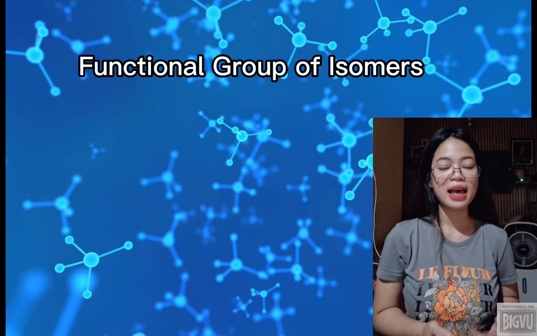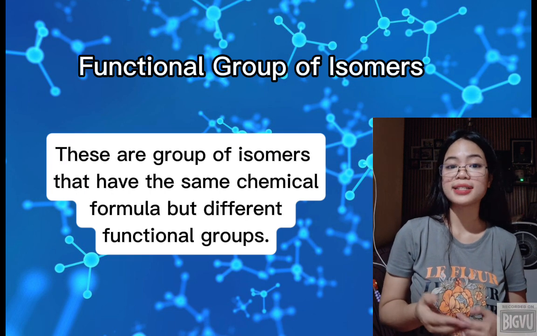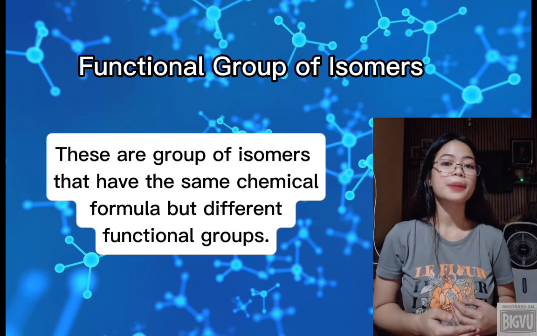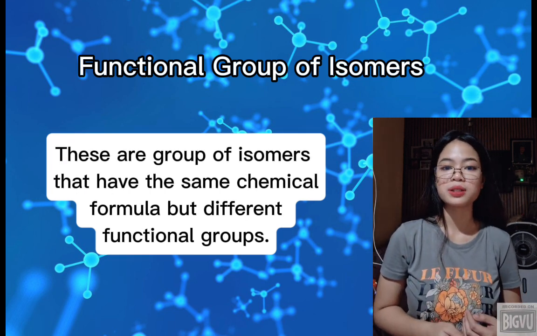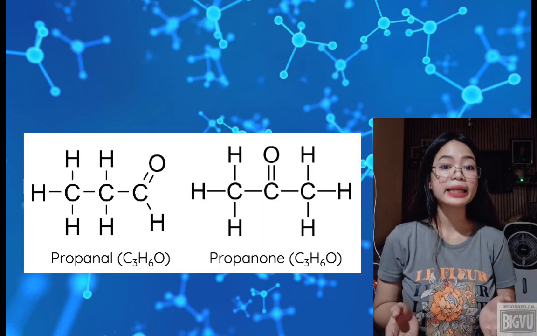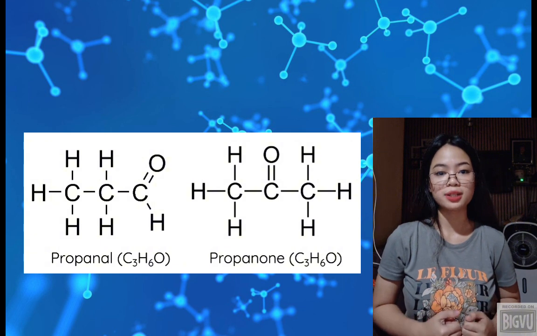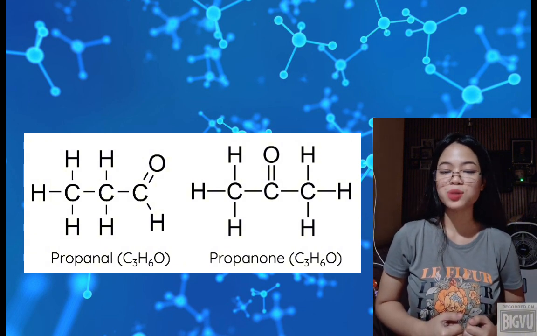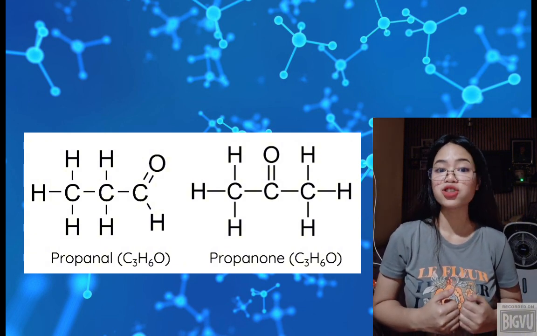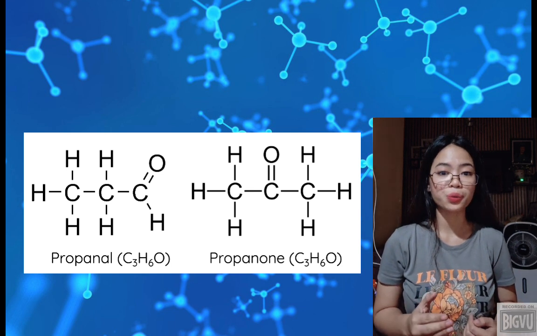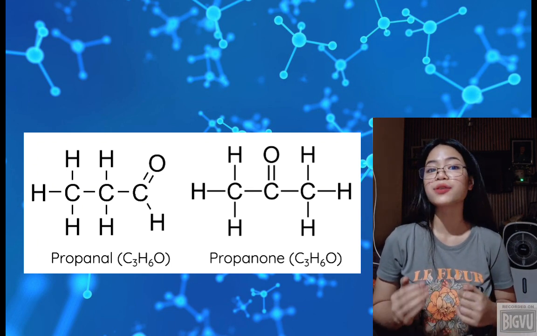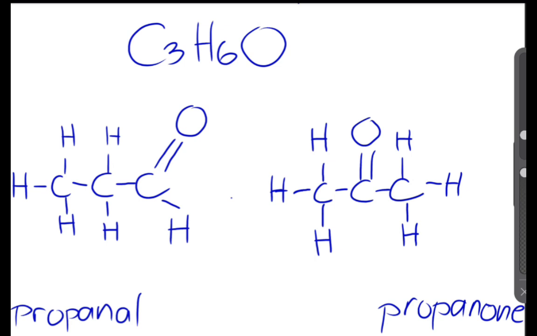And now, let's dive into functional group isomers. These are a group of isomers that have the same chemical formula but different functional groups. For example, propanal and propanone can be functional group isomers. They are both compounds with the molecular formula of C3H6O, but they belong to different functional groups. So class, this is the structural formula of the propanal and the propanone.